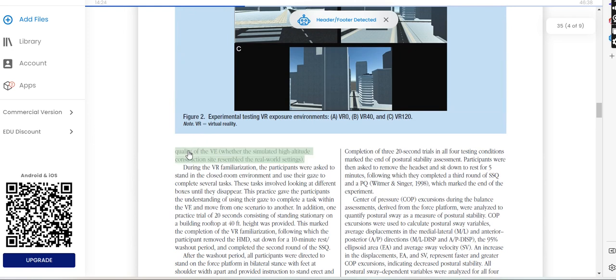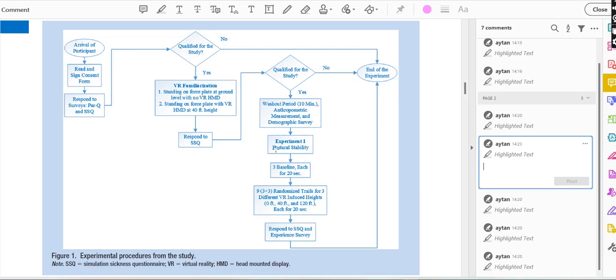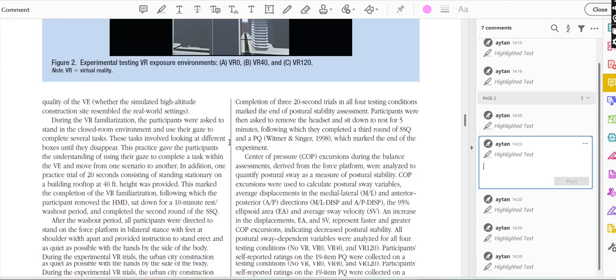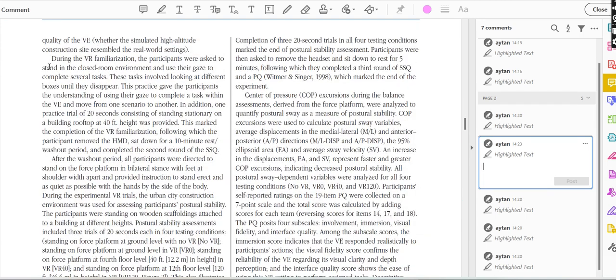During the VR familiarization, the participants were asked to stand in the closed-room environment and use their gaze to complete several tasks. These tasks involve looking at different boxes until they disappear. This practice gave the participants the understanding of using their gaze to complete a task within the VE and move from one scenario to another.